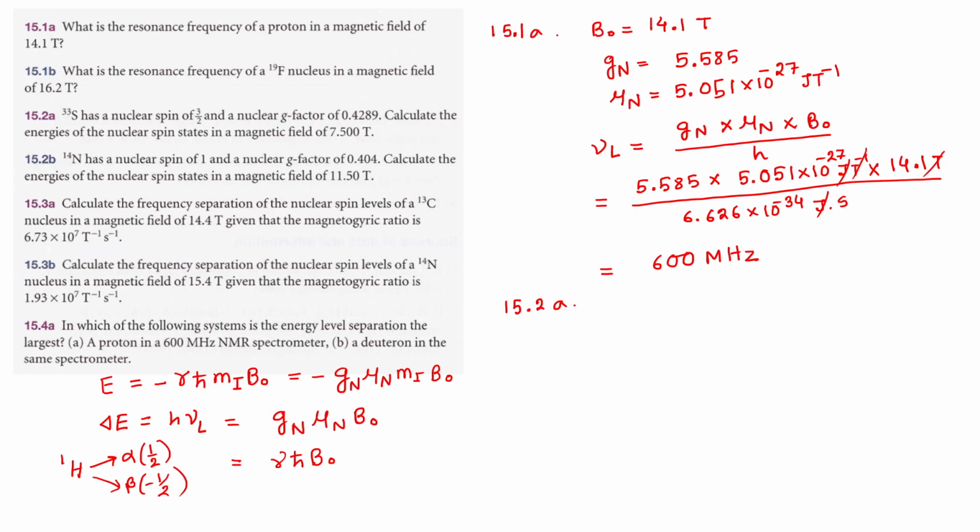So we have to calculate the energy of the spin states in a magnetic field, which is also given. First of all, when there is no magnetic field, how many states are there? The number of states will be 2 into 3 by 2 plus 1, that is 4 nuclear spin states.